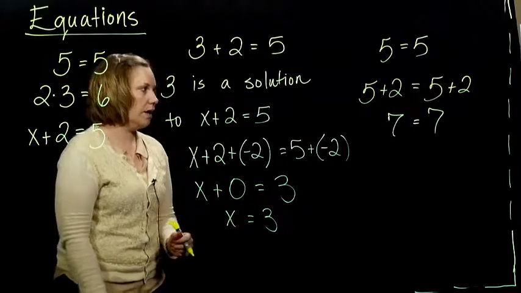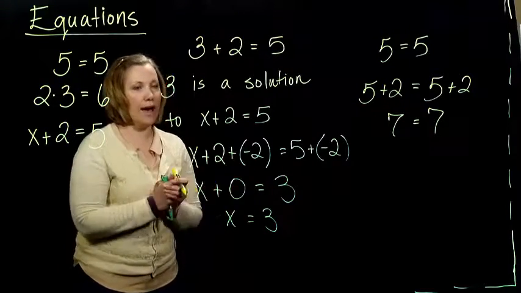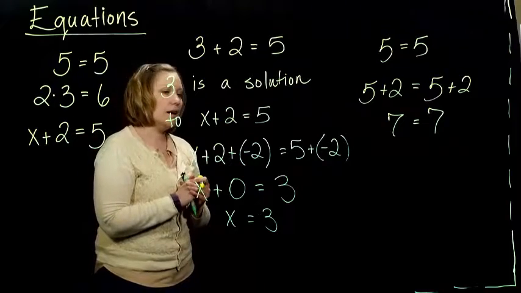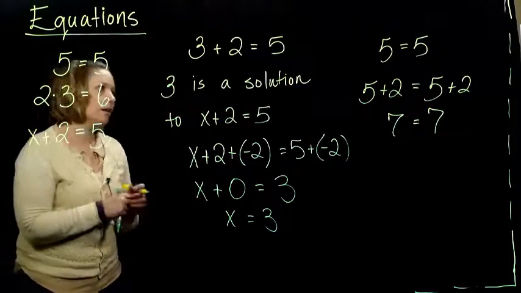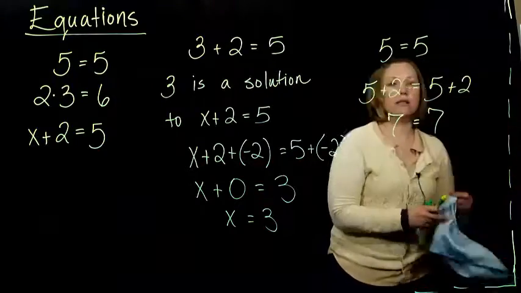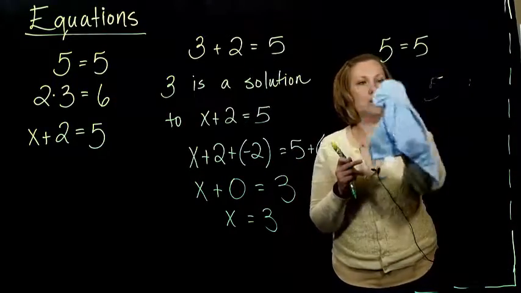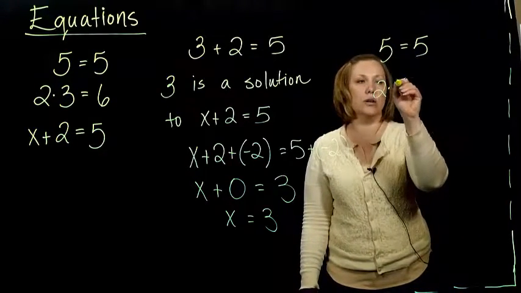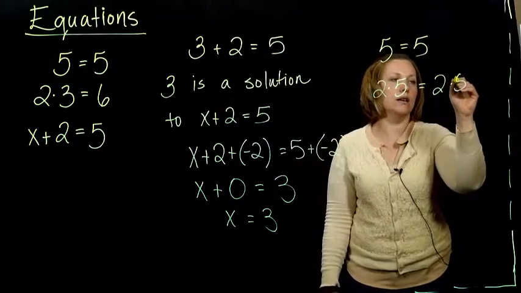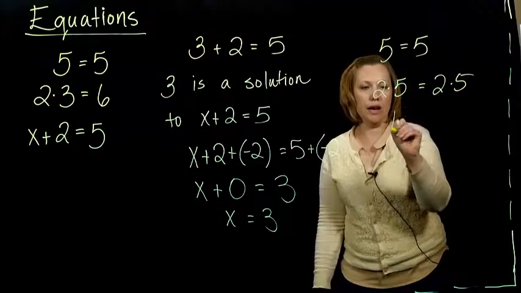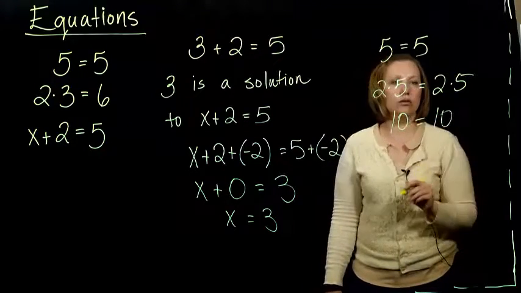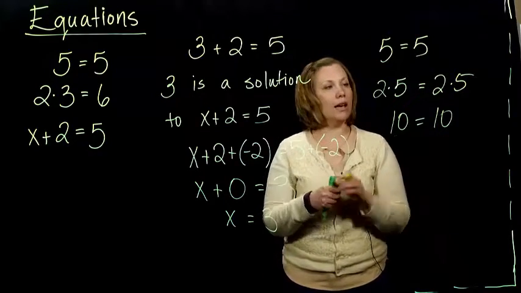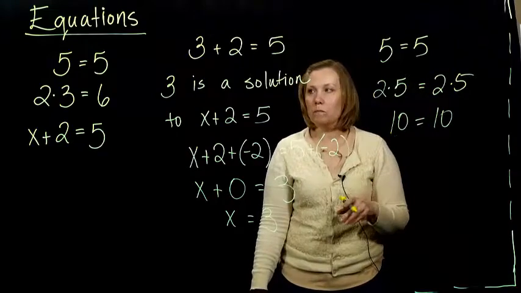Okay. So that is how we use this property of adding to both sides to be able to solve these equations. It actually works for multiplying on both sides as well. So instead of adding 2 to both sides, I could multiply by 2 on both sides. Do I still get a true statement? Well, yeah, because 2 times 5 is 10 and 2 times 5 is 10. So I can multiply on both sides by the same thing and still have a true statement.